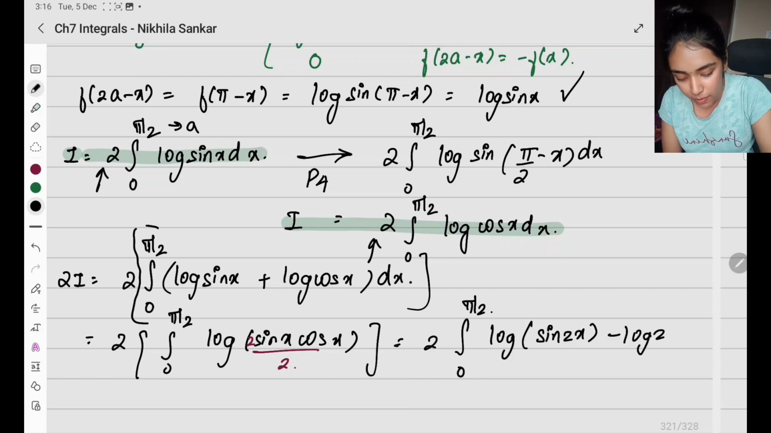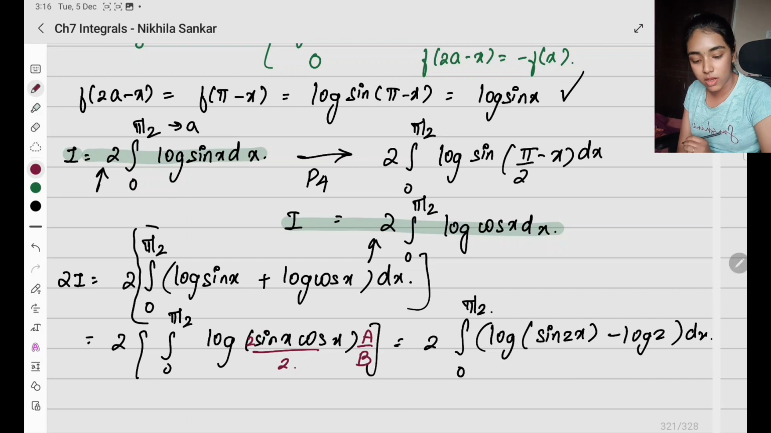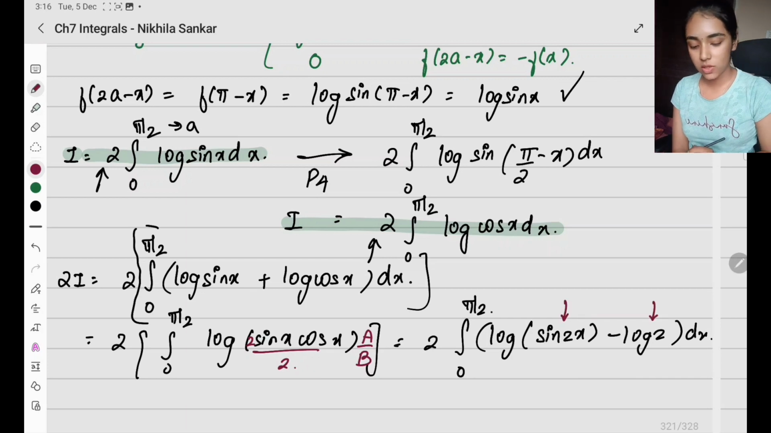I can write it as minus log 2 times dx. Correct? This is again of the form log of a divided by b. So I can write it as log of a minus log of b, where my a is sin 2x and b is 2. Okay, so log of a minus b. So now this becomes my question.